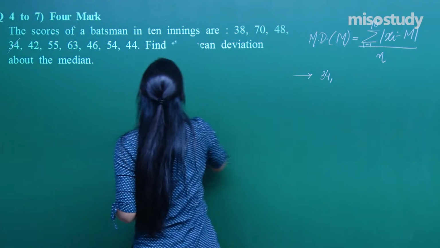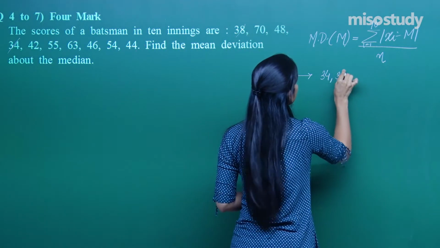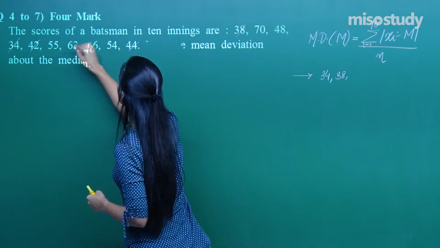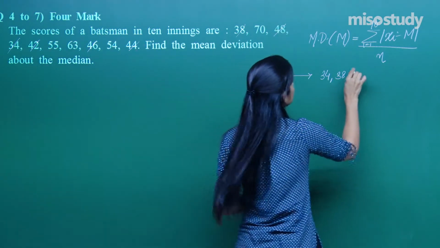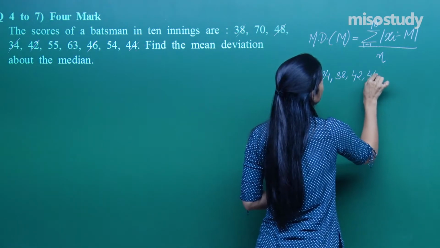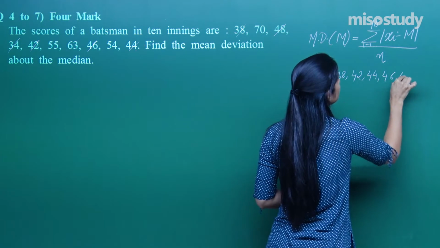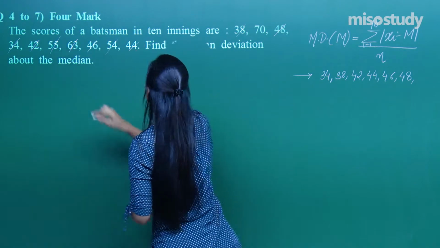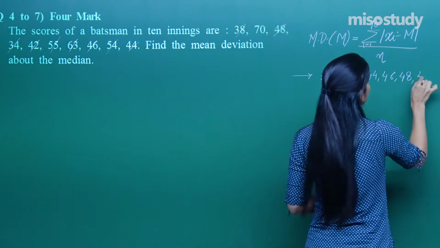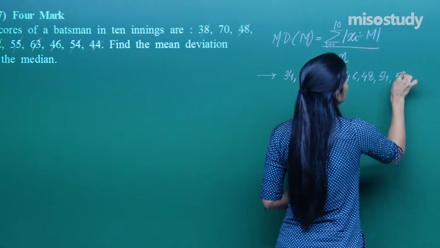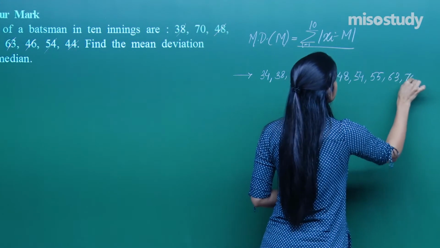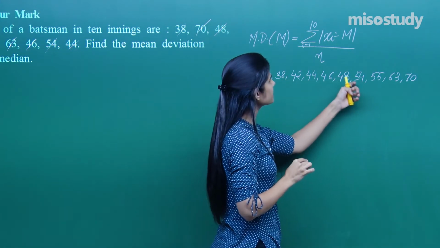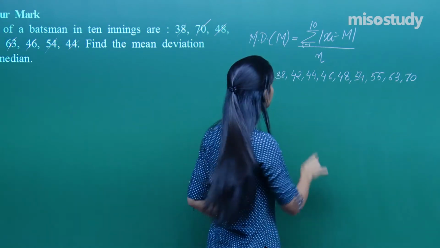After 34, you have 38. After 38, you have 42, 44, 46, 48, and then you have 54, 55, 63, and then 70. That is 10 observations covered in ascending form.